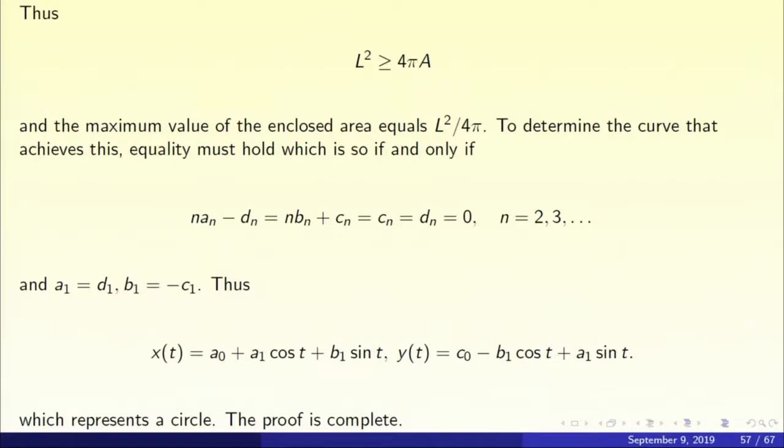So, the Fourier series for x(t) and y(t) simply has only the constant terms and the a1, b1 and c1, d1 term, but c1 has been expressed in terms of b1, d1 has been expressed in terms of a1. So, you get the Fourier series x of t equals a naught plus a1 cos t plus b1 sin t and y(t) equal to c naught minus b1 cos t plus a1 sin t. So, what is this curve (x(t), y(t))? It is a constant (a naught, c naught) plus cos t into (a1, minus b1) plus sin t into (b1, a1).